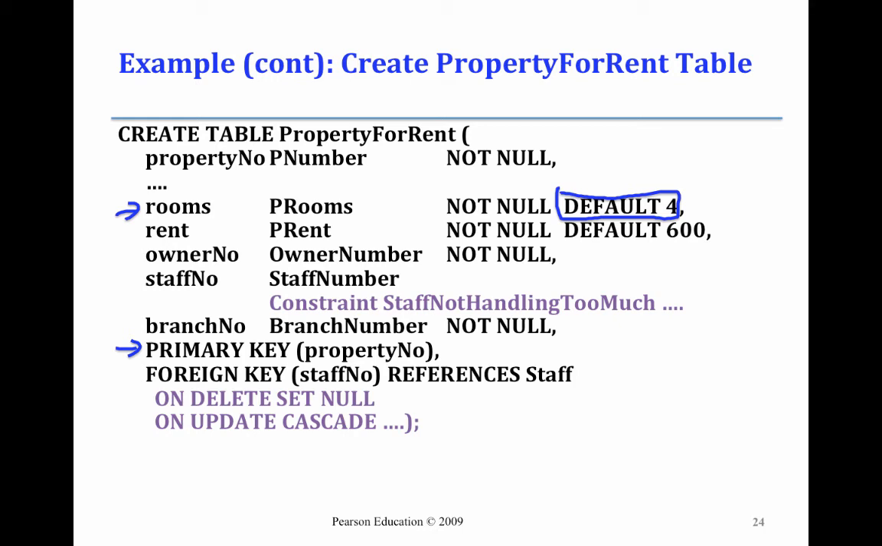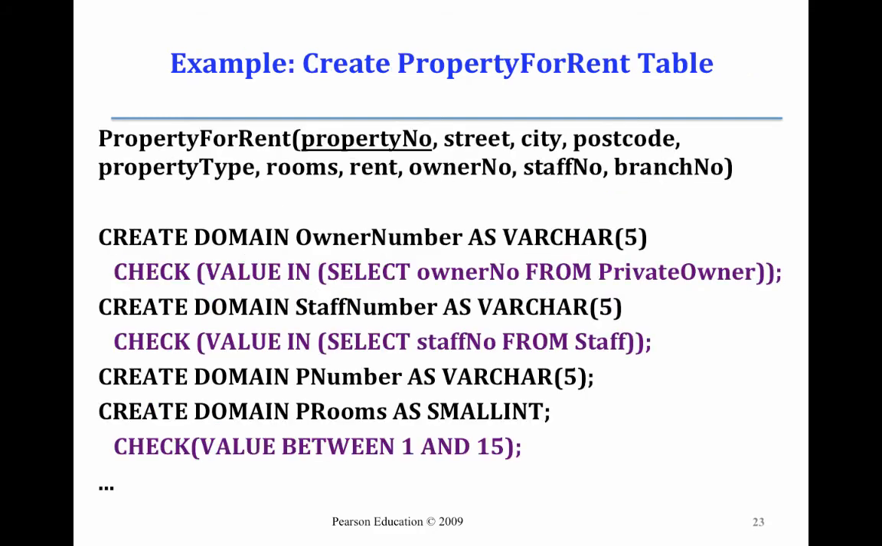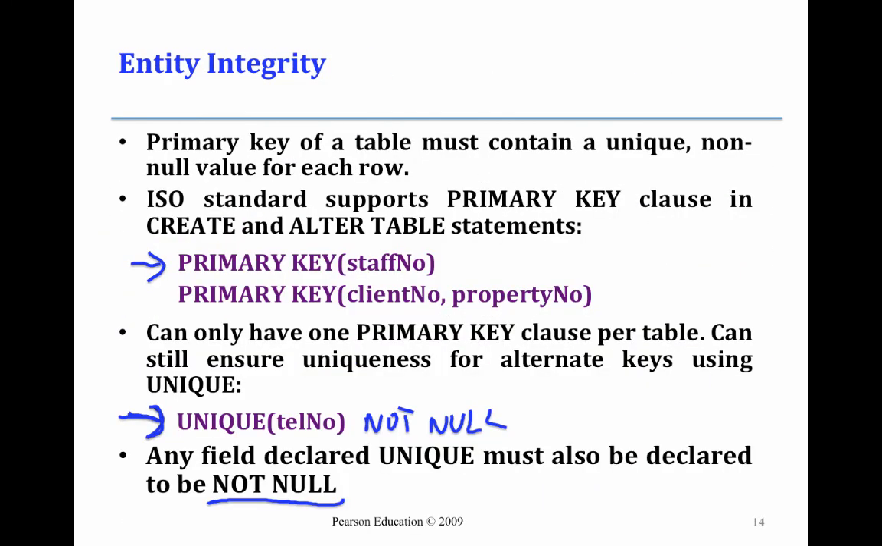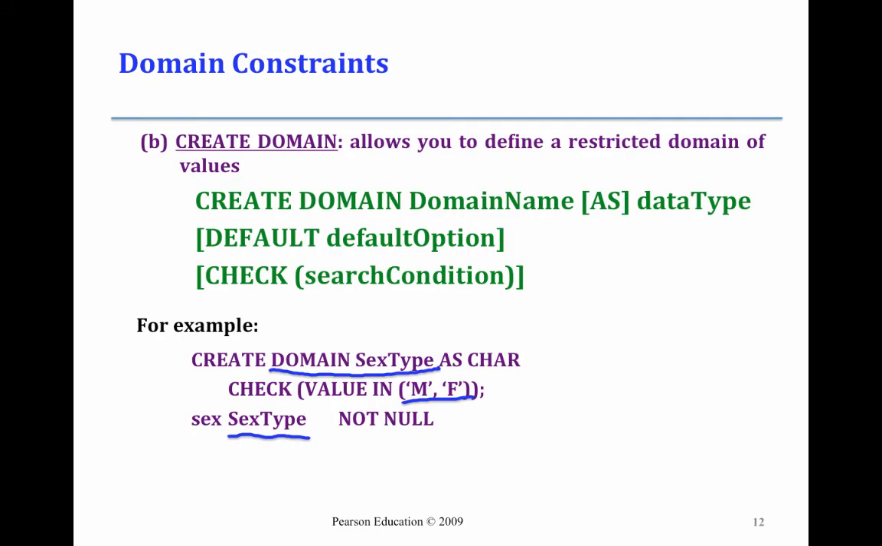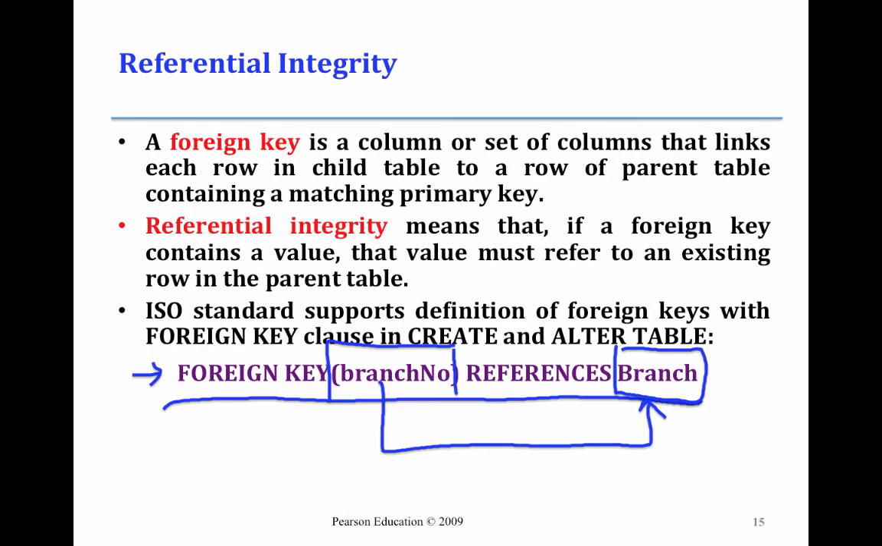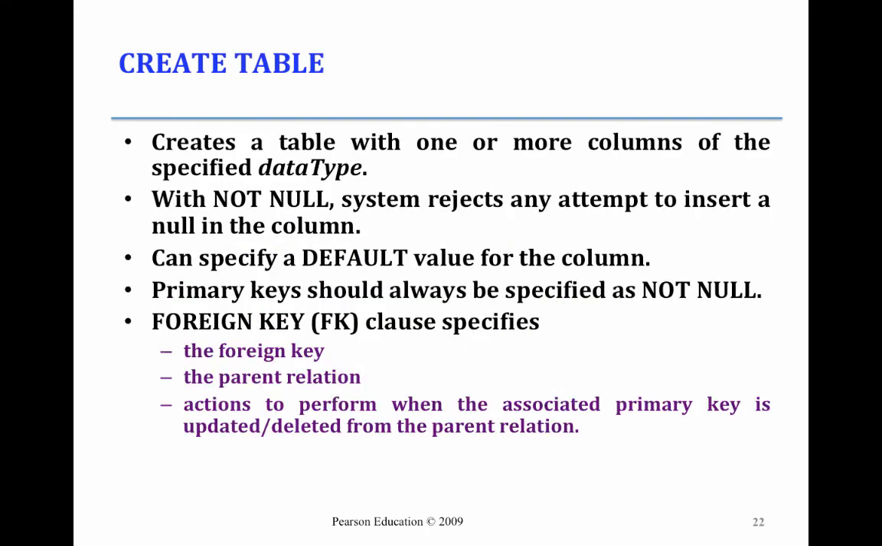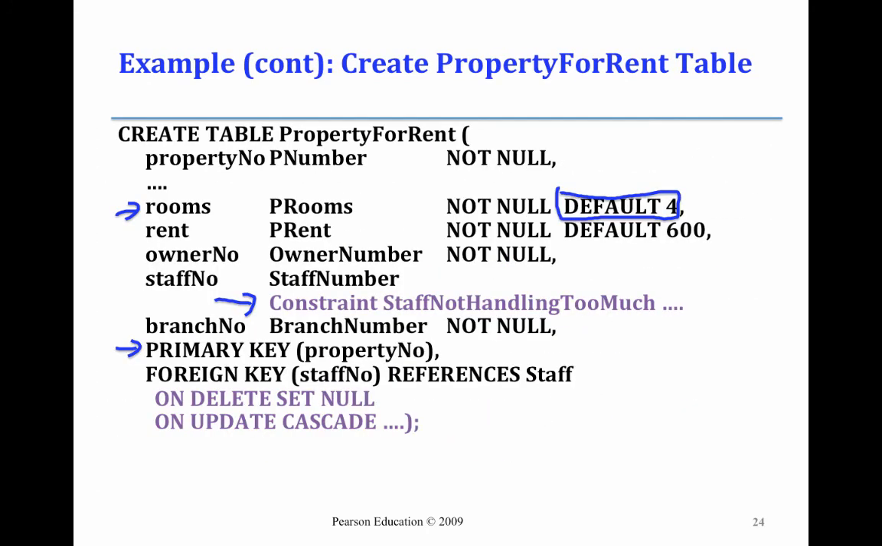Then you can see that for staff number, I had earlier defined a constraint. Actually, this one I'm defining here. So remember back here, way back, not so far back. There we go. There's that constraint, and the rest of the constraint would go right there.